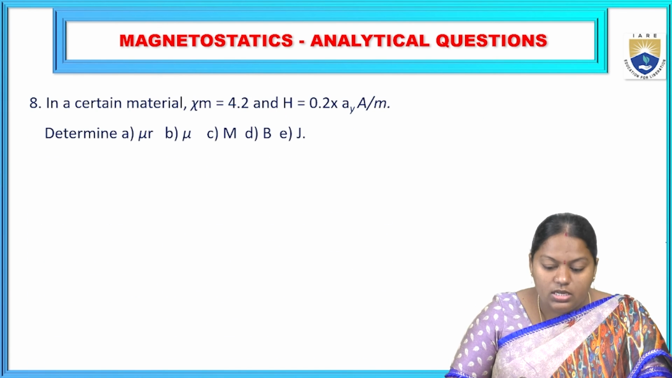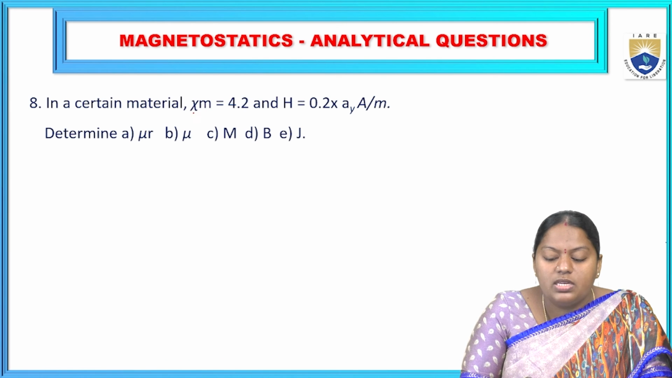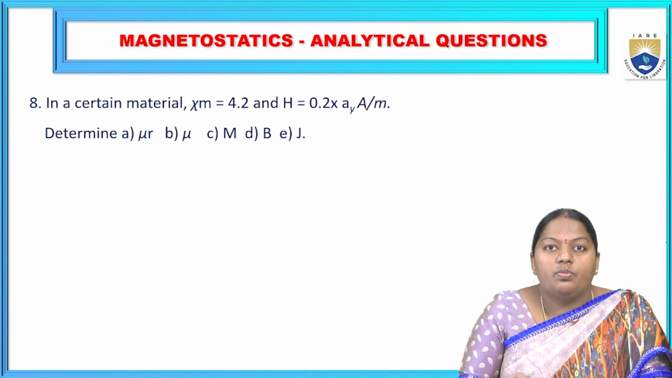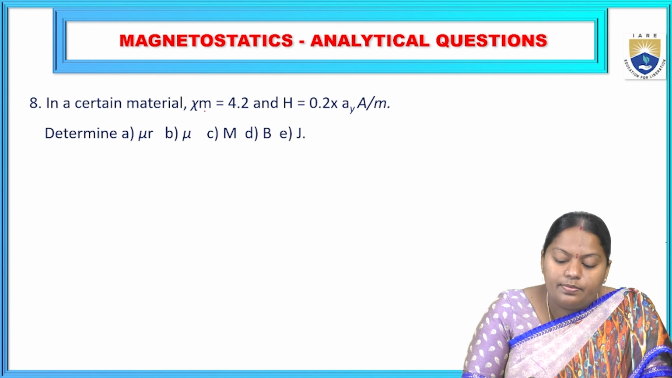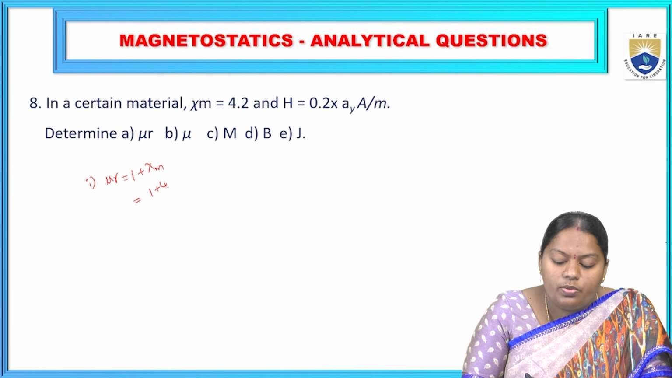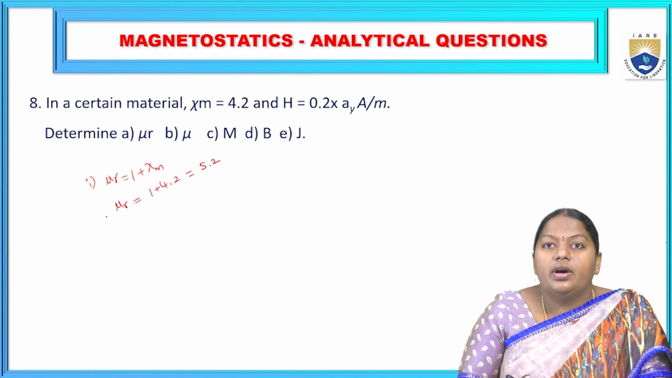Next one is, in a certain material, Xm, where Xm stands for magnetic susceptibility, is equal to 4.2, and H is 0.2x AY ampere per meter. Now determine mu R, mu, M, B, and J. Right? So to find the first one, we can use Xm to find mu R, the relative permeability. That formula is given by mu R is equal to 1 plus Xm. So 1 plus 4.2, which is equal to 5.2, is obtained as mu R.